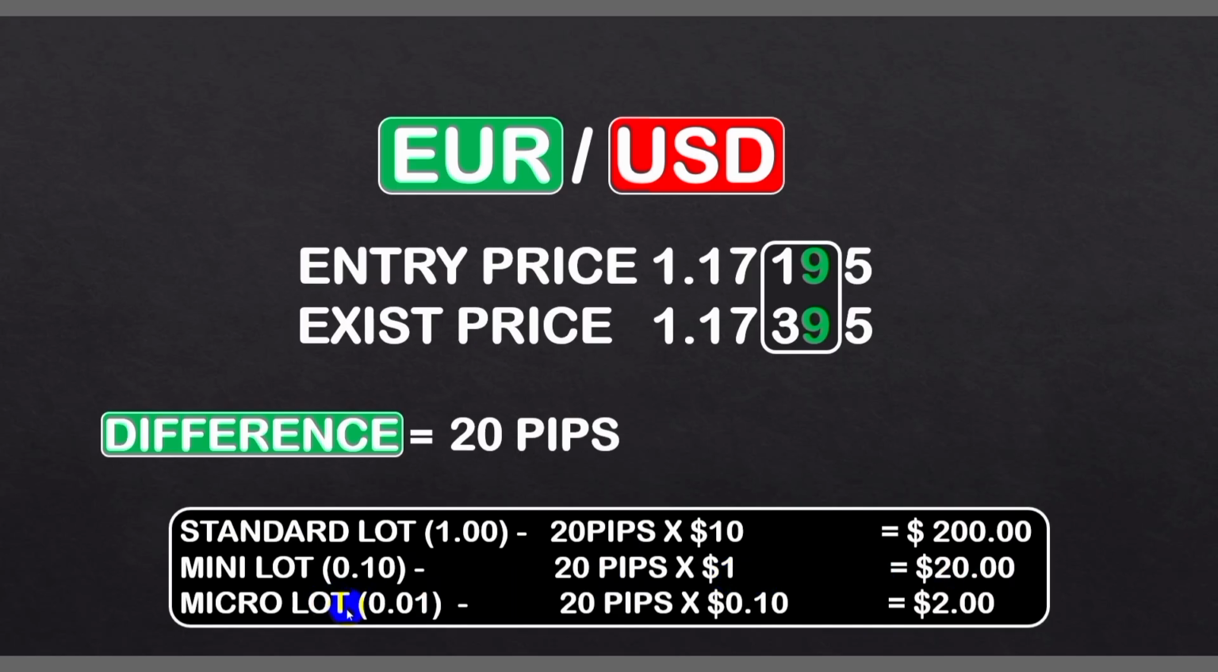Then for the micro lot size, that is the 0.01 lot size, you already know that the movement of a single pip in the micro lot is actually 10 cents. So 20 pips multiplied by 10 cents gives us $2. For every pip move in the micro lot, you're making 10 cents, and with the total 20 pips movement in that market, you've made $2. So you can see how pip value and lot size all influence each other.